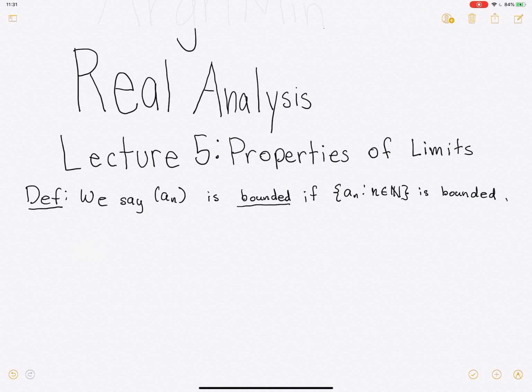So let's say L is less than or equal to a_n, less than or equal to U, with U as the upper bound, and L as the lower bound. Then a_n itself is less than or equal to the max of the two. I'll just call it M.